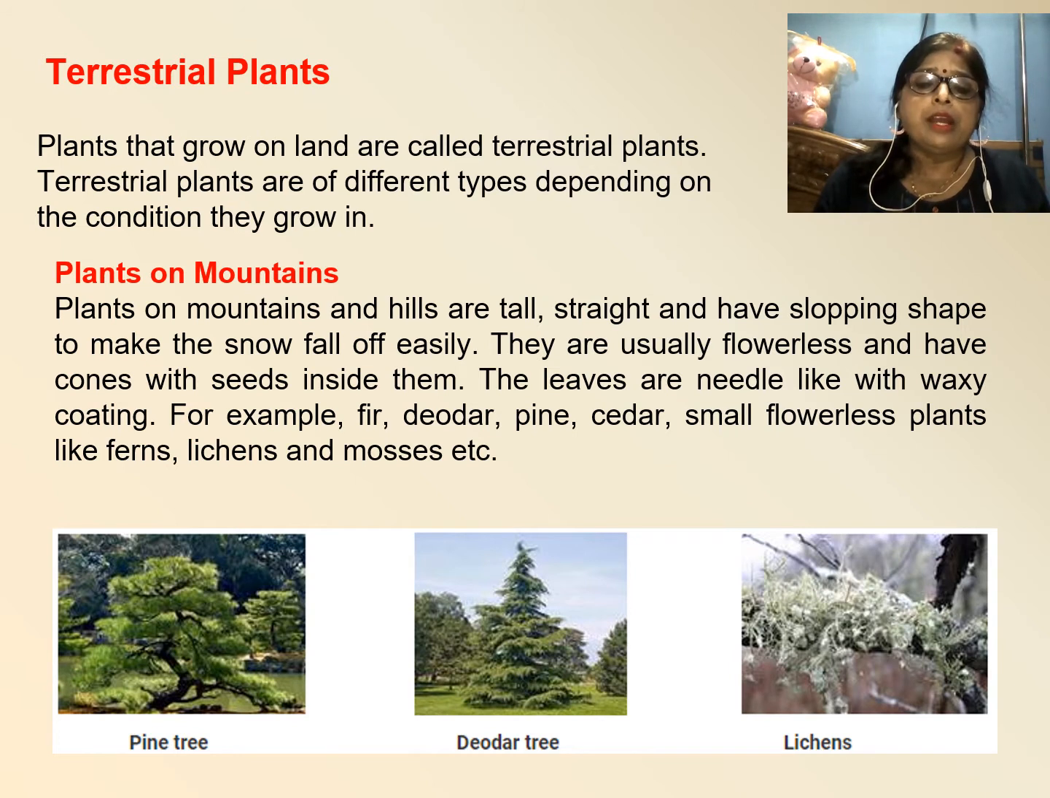Cones are found in them, and there are seeds inside the cones. The leaves are needle-like with waxy coating. For example of hilly areas are fir, deodar, pine, cedar, small flowerless plants like ferns, lichens, and mosses. These all are the examples of plants of hilly areas, and their special characteristics are they are tall and straight, and cones are found in them instead of flowers.